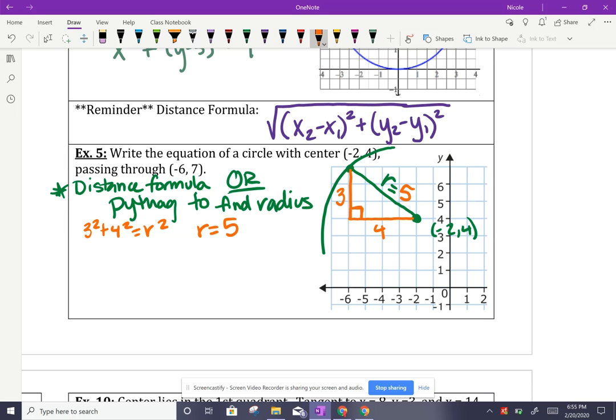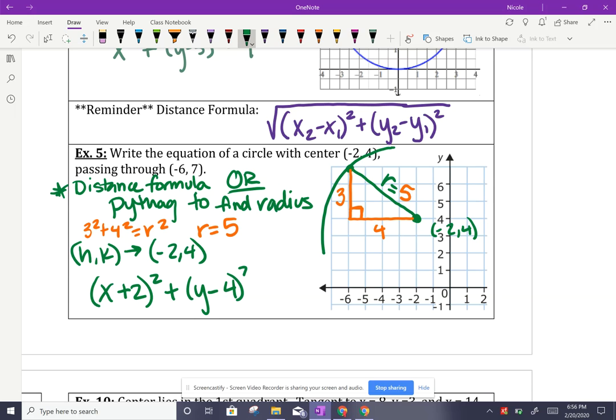So now we need to write our equation. So our H, K, our center point, is -2, 4, and our R is 5. So our equation is going to say x minus -2, which is going to say x plus 2 squared plus y minus 4 squared equals, my radius is 5. Radius squared is going to give me 25.